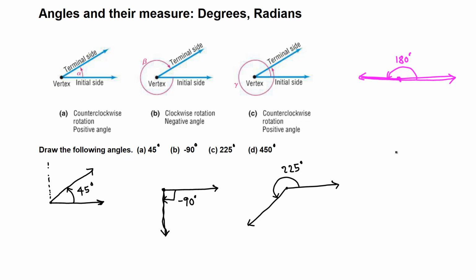Similarly, 450. This is the initial side. If we go around one full rotation, that's 360, and this is more: 360 plus 90 is 450, so we have to go straight up to this point. This is like 90, but we have to go one full rotation and 90. That's 450 degrees.